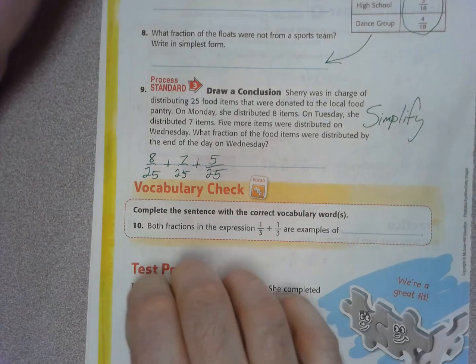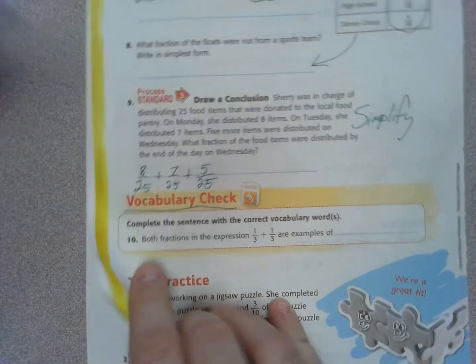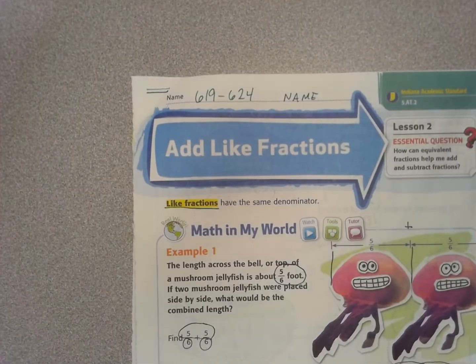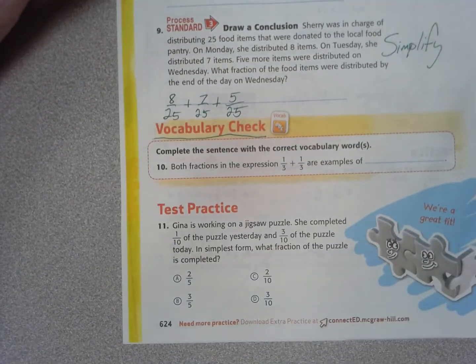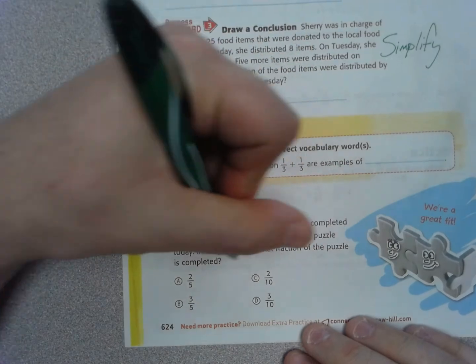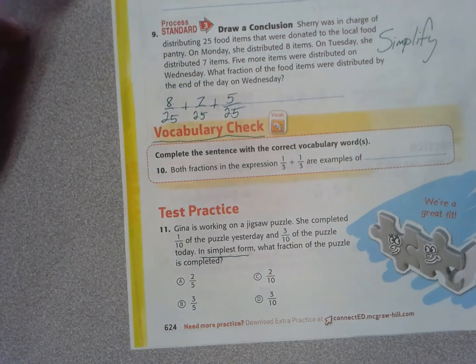Both fractions in this expression, again, vocabulary check, usually you can always find right there on that page. Okay. And then down here, of course, you're going to add and then you're going to simplify in simplest form and tell me what the answer is.